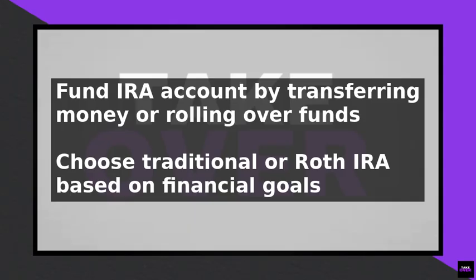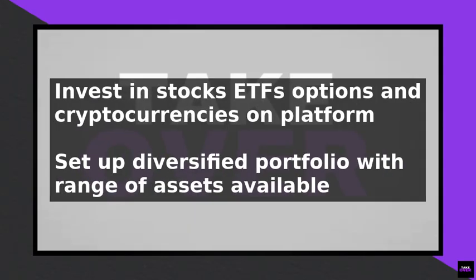To manage your IRA account, use the Robinhood app to track your investments, monitor your account balance, and make adjustments as needed. You can also use the app to set up automatic contributions to your IRA account, making it easy to save for retirement. When using Robinhood IRA, it is essential to understand the contribution limits and rules.